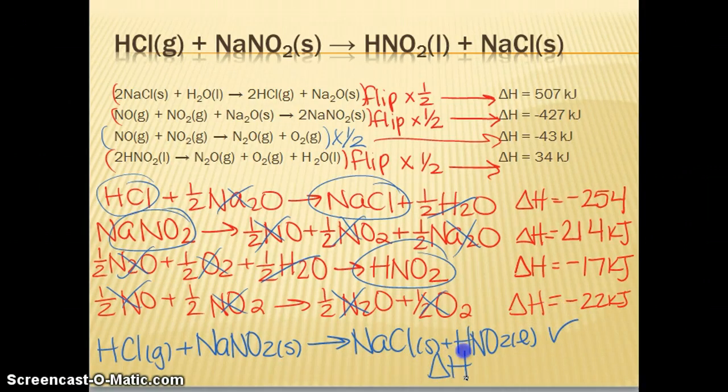So now we just need to calculate the delta H of our reaction. And so we plug that all into our calculator, and we're going to get -79 kilojoules. And that's it.